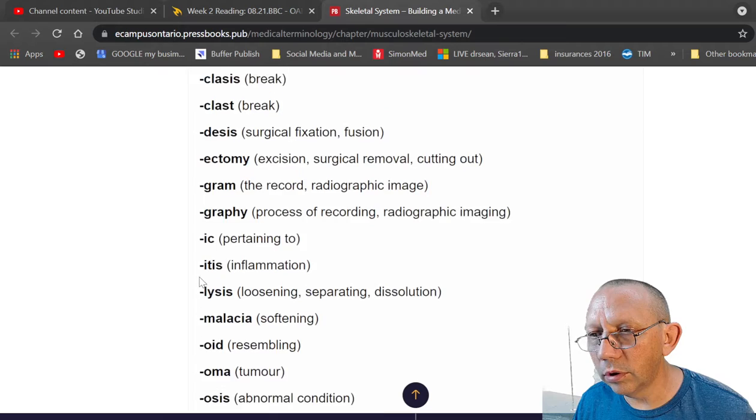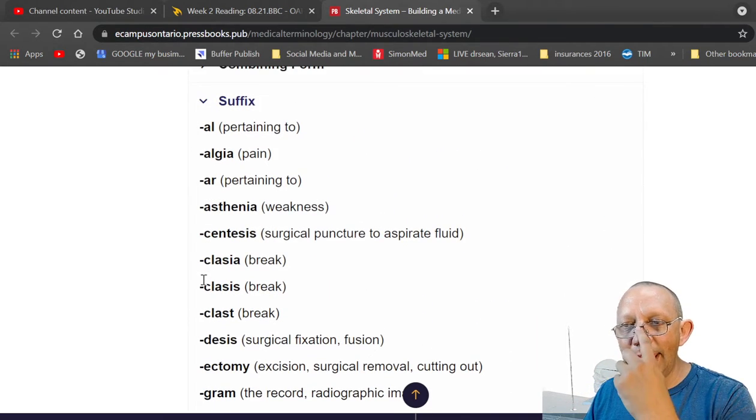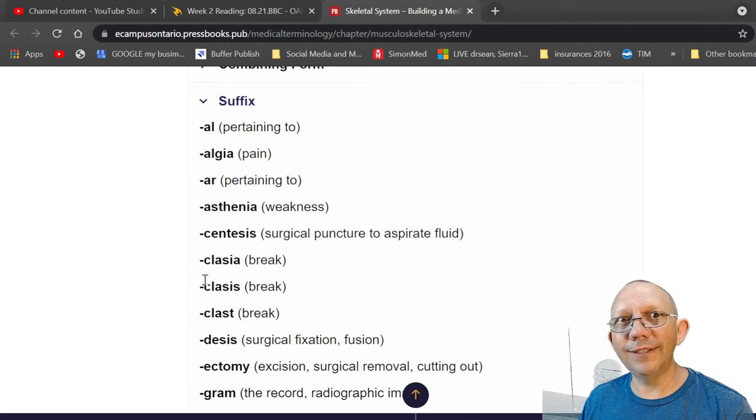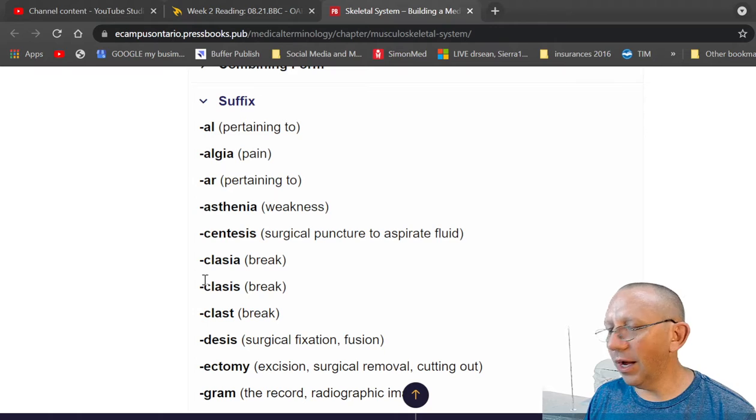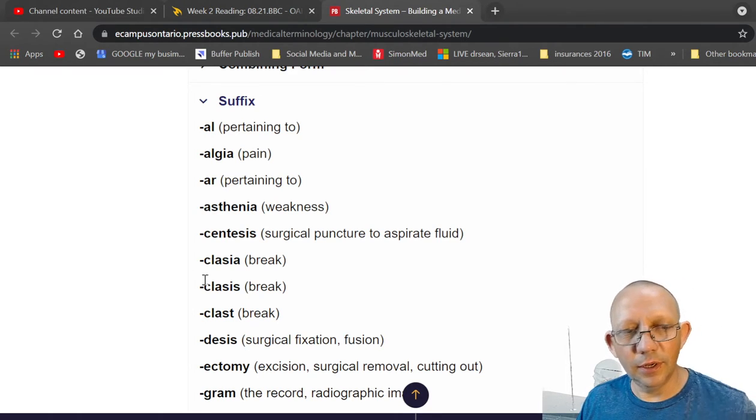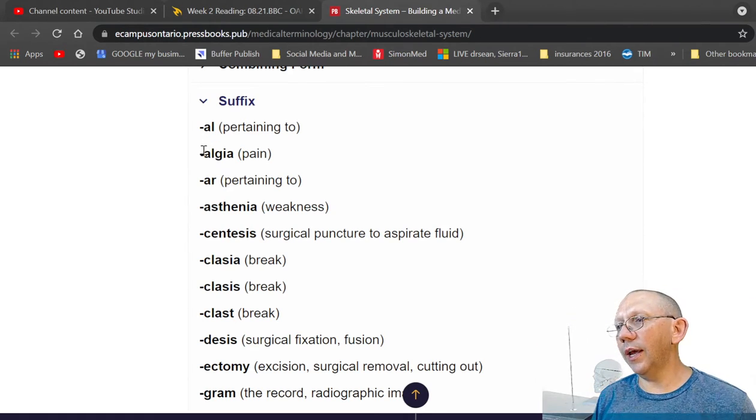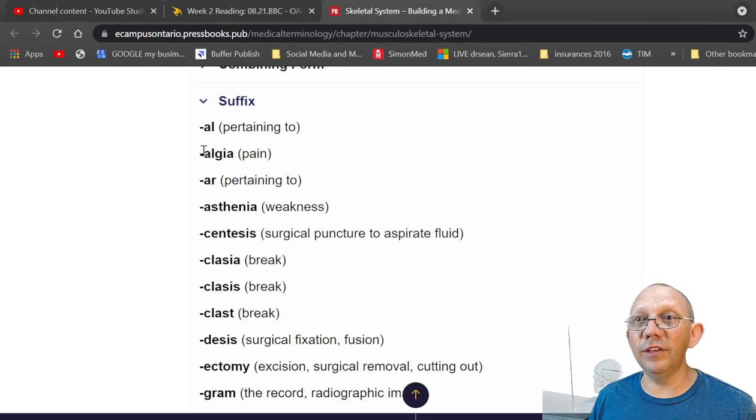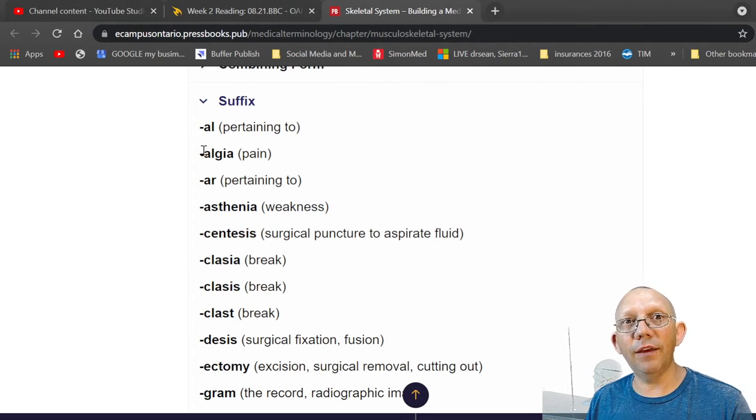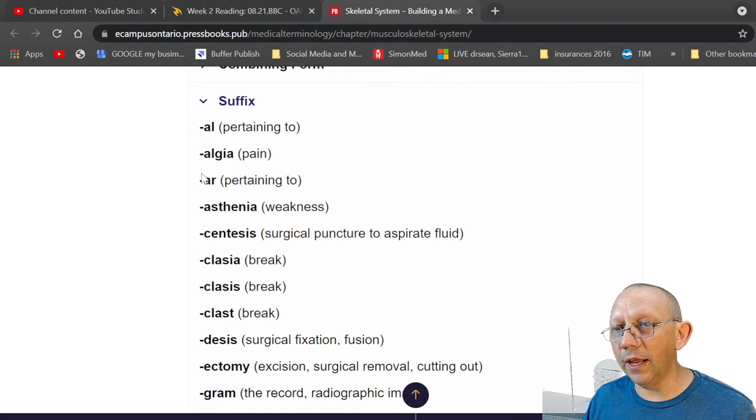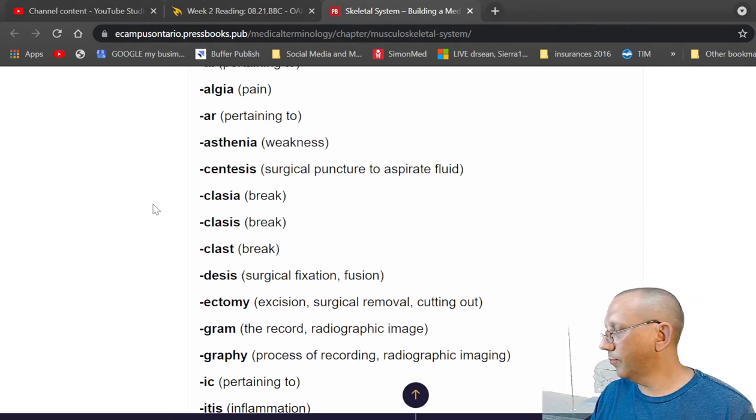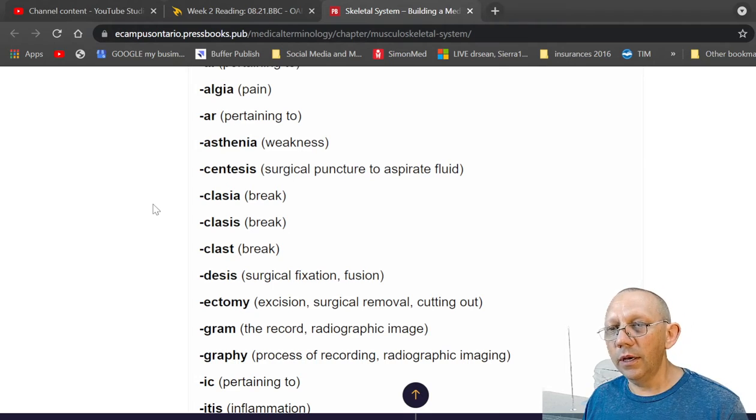So we have a bunch of these: -al, pertaining to. So you have tendinal, pertaining to the tendons, right? But osteal, pertaining to the bone. Algia, pain, cephalgia. You could technically have any of these. You could have arthralgia, right? You could have chondralgia, cartilage pain. You could have myalgia, muscle pain. -ar, pertaining to, patellar. That's a good one right there. So the patellar pertaining to the kneecap, right?